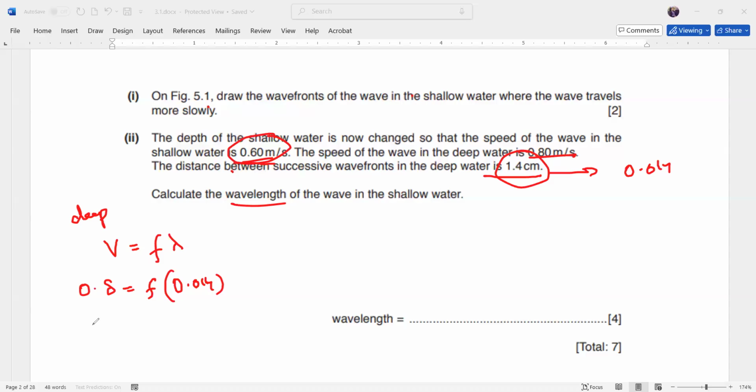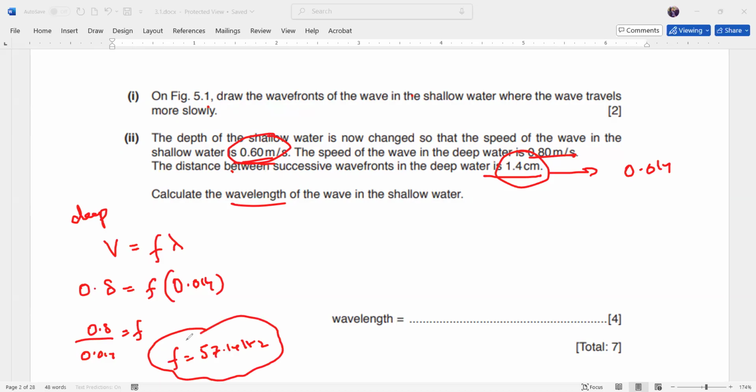So 0.8 divided by 0.014 gives 57.14. That is the frequency in deep water. But we know that when a wave refracts, it does not change the frequency. The only thing that changes is the speed and the wavelength. So now we'll write the same formula but for shallow.